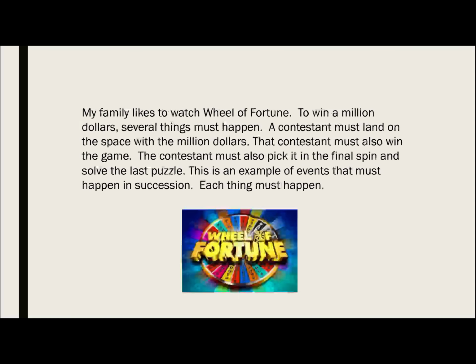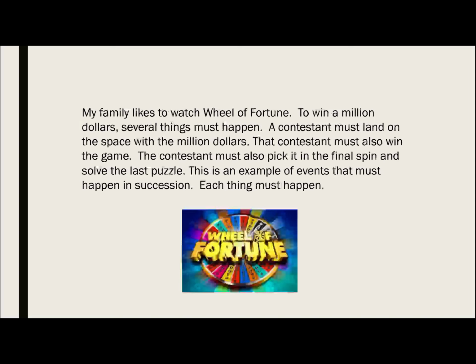My family likes to watch Wheel of Fortune. To win $1 million, several things must happen. A contestant must land on the space with the $1 million. That contestant must also win the game. The contestant must also pick it in the final spin and solve the last puzzle. This is an example of events that must happen in succession.